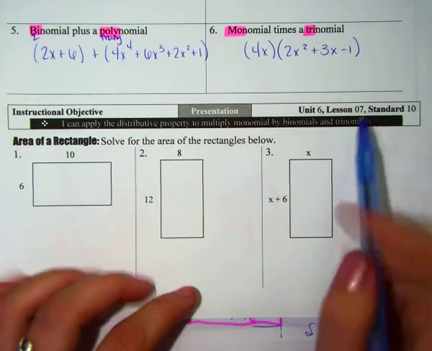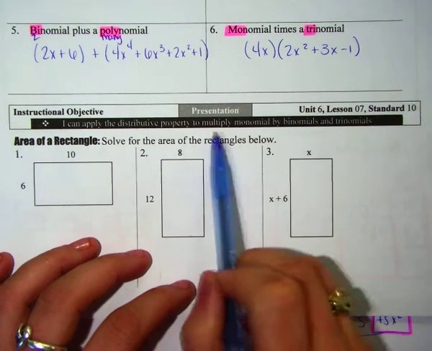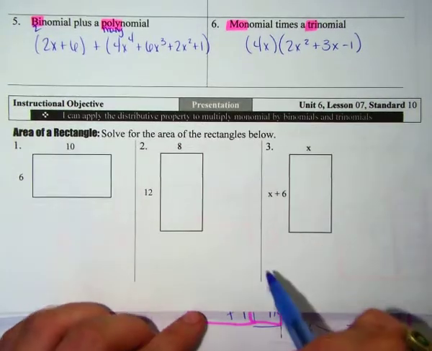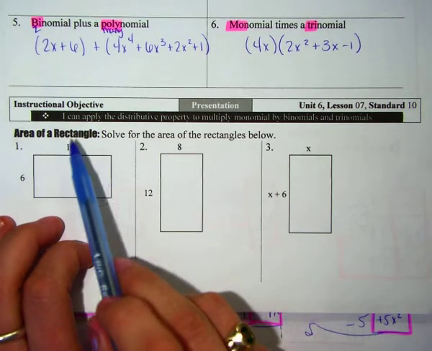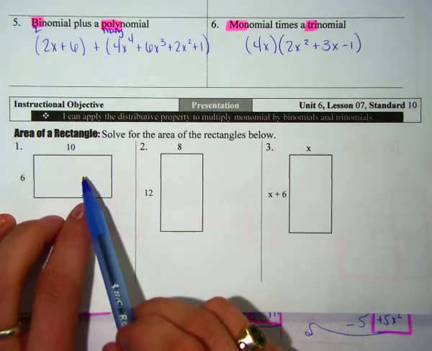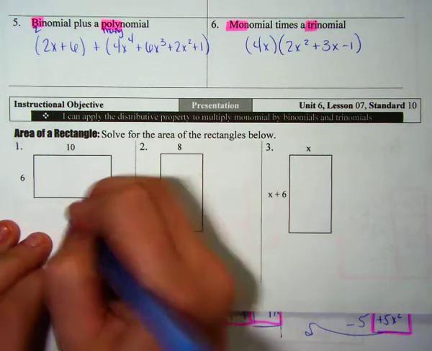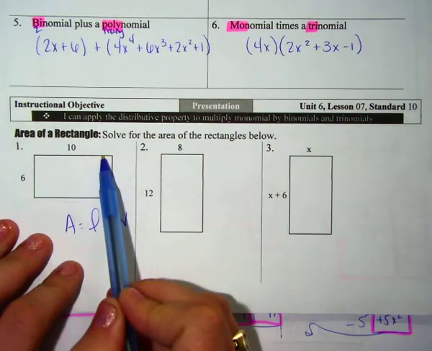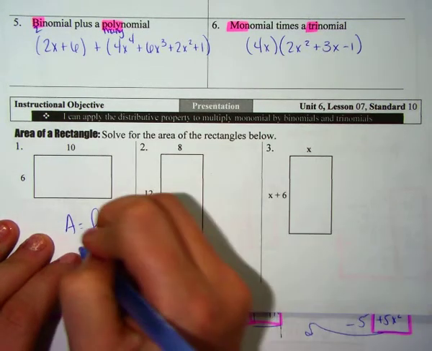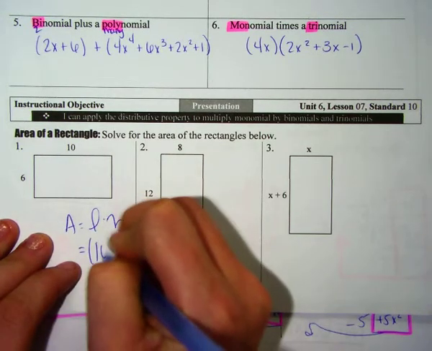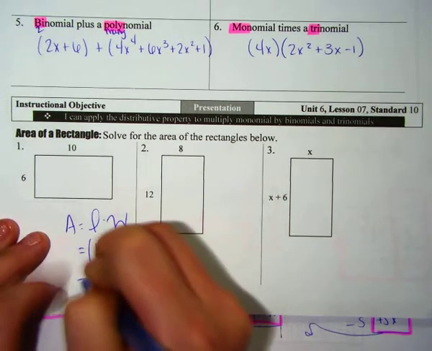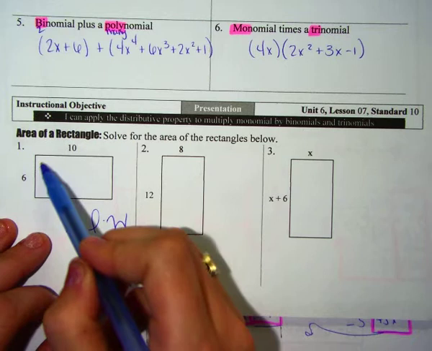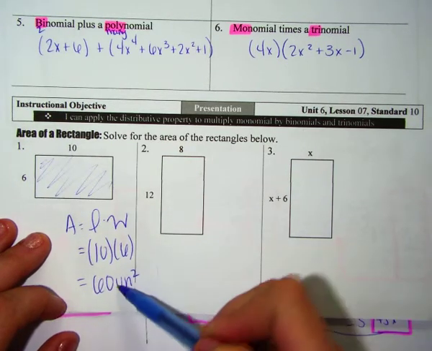Okay, this is lesson 6.7, which is multiplying monomials and binomials and trinomials. In order to give us a little bit of context, let's first review the area of a rectangle. To find the area of a rectangle, we do length times width. The length being 10 and the width being 6, the area is 10 times 6, which is 60 units squared. So the area of this box is 60 units squared.